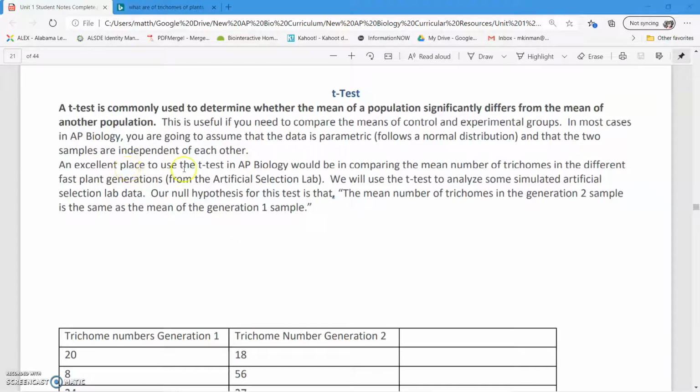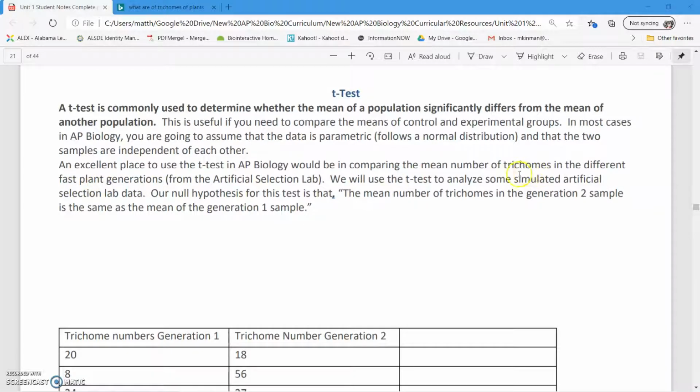An excellent place to use a t-test in AP Biology would be in comparing the mean of trichomes in the different fast plant generations from the artificial selection lab. That is a lab that we will do later on in the year. Hopefully we'll be back in school by the time we're doing this lab. Fingers crossed. But fast plants are just plants that grow fast.